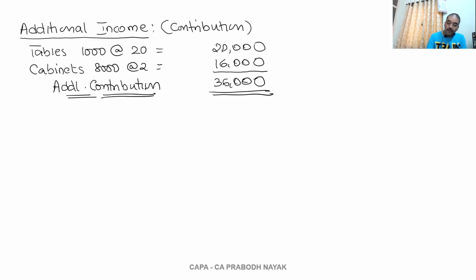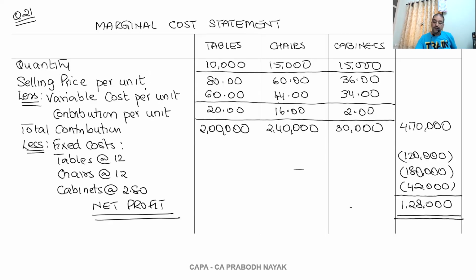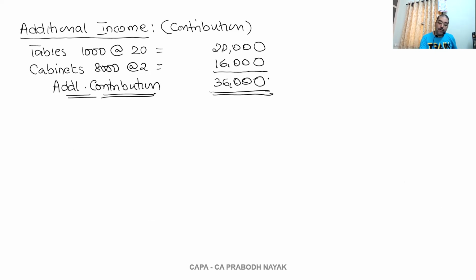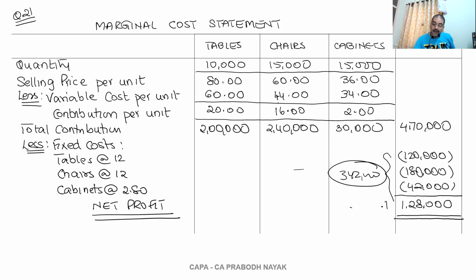Okay. Now, how is this contribution going to affect my profit? See, purposely I prepared this marginal cost statement. This particular part is not going to change. This is 3,42,000, and it will remain as it is. So if there is additional contribution of 36,000, that will add over here. That means my net profit is 128 plus 36, 1,64,000.